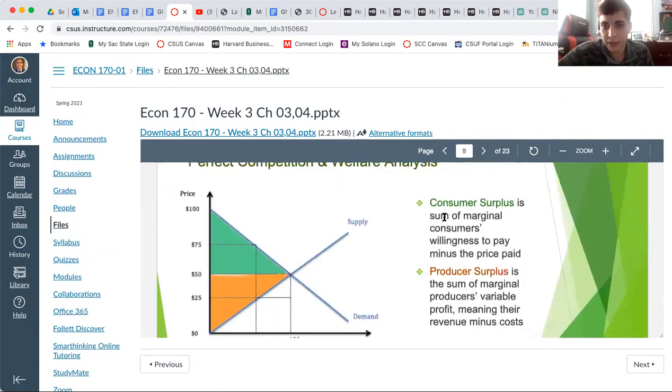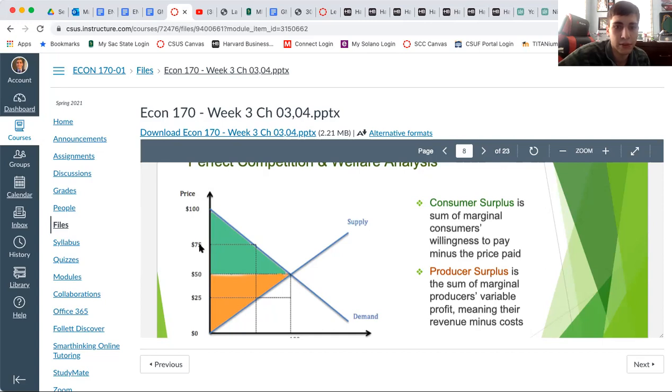So yeah, consumer surplus is the sum of marginal consumers' willingness to pay minus the price paid, so the actual price that was paid. And then producer surplus is the sum of the marginal producer's variable profit, meaning their revenues minus costs. So how much it actually costs them to make, in our case, the headphones, versus the revenue that they actually gained, which again is why, like right here, you would have a deadweight loss, this area.